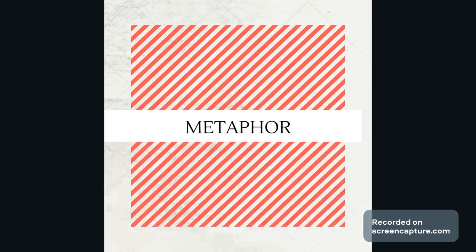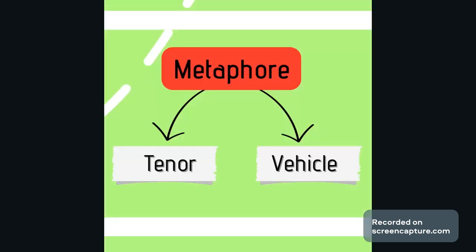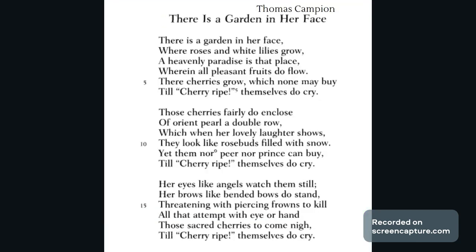Now we have the metaphor. In this case, the comparison dispenses with those linking words and plainly refers to the object as if it were the same. We have two main components within a metaphor. The first being the tenor, which is the object described, such as the teeth here in this poem called There's a Garden in Her Face by Thomas Campion, which is full of metaphors.